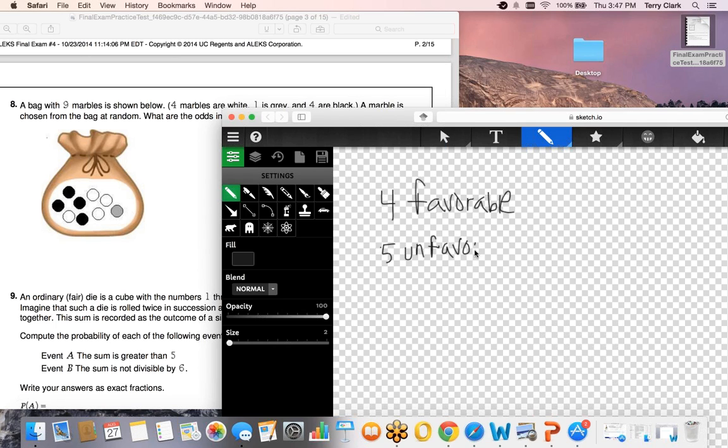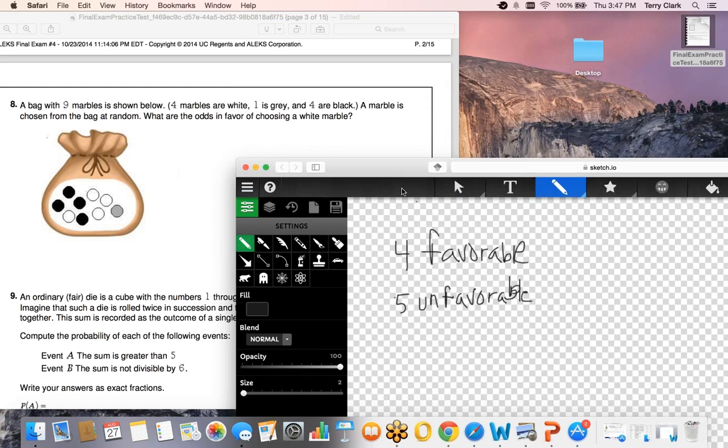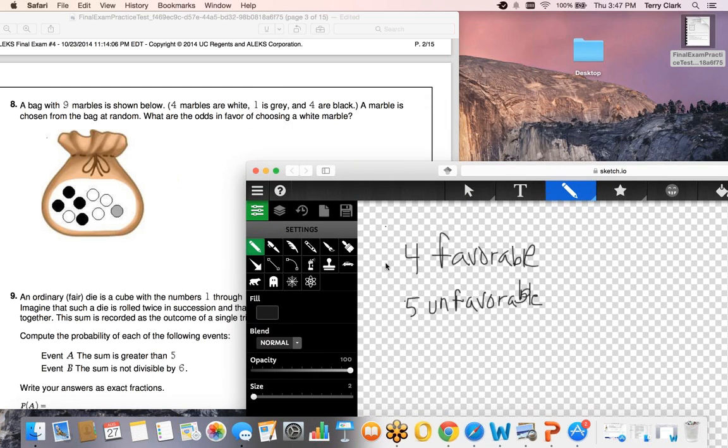And then five unfavorable. Okay. And when we say five unfavorable, there are five that are not white. And what makes white favorable is because we ask, what are the odds in favor of choosing a white? So that's what makes the white ones favorable. So four favorable because there are four white marbles and five unfavorable. So it's going to be 4 to 5. So congrats to everybody. You guys did an excellent job with that.